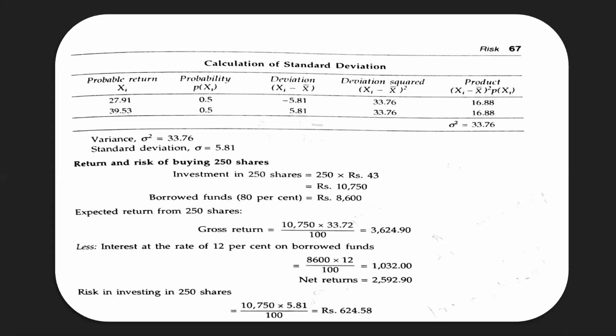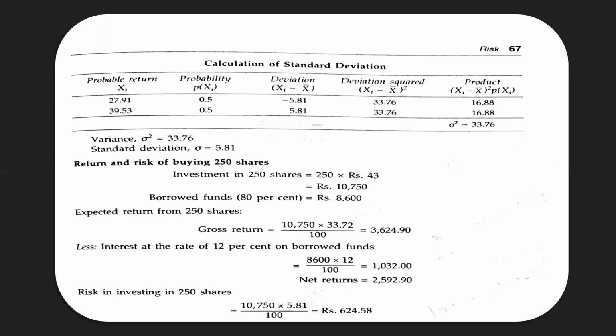Now, what is the risk involved? We have calculated the risk percentage as 5.81. So when you're making an investment of 10,750, you have a risk of 5.81 percent. So 10,750 into 5.81 divided by 100, that is 624.58. There is a chance that you might suffer a loss of up to rupees 624. That is what is understood from the value that is calculated.